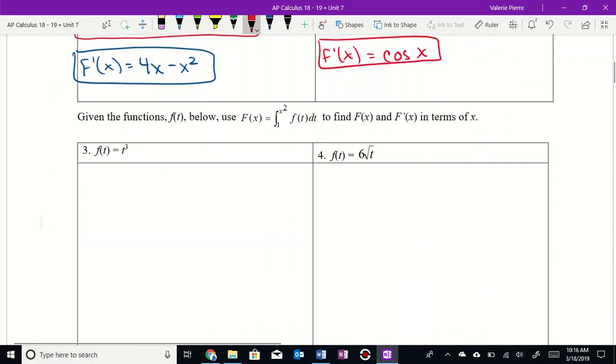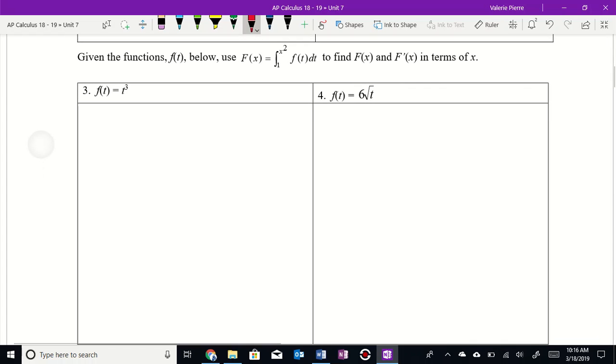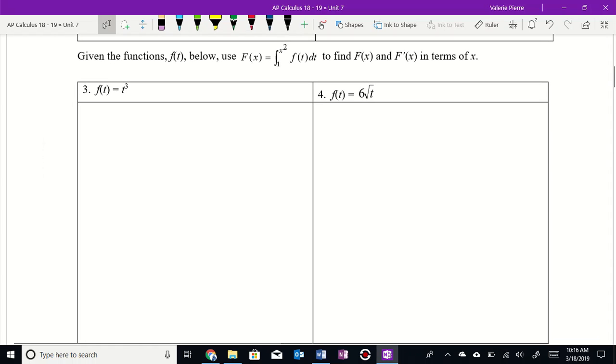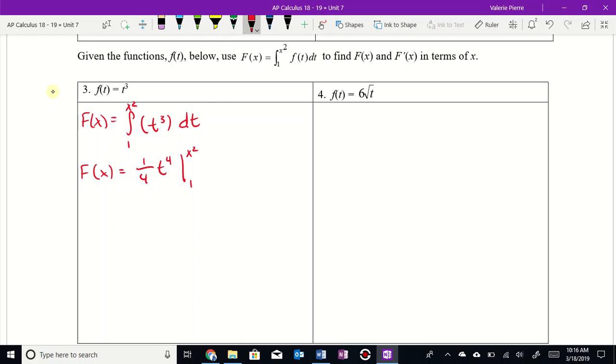Okay, we're going to do 2 more problems. But now we're going to say capital F of x is equal to the definite integral from 1 to x squared of f of t dt. So now capital F of x is equal to the definite integral from 1 to x squared of t cubed dt. The antiderivative of t cubed is 1/4 t to the 4th. We're going from 1 to x squared.